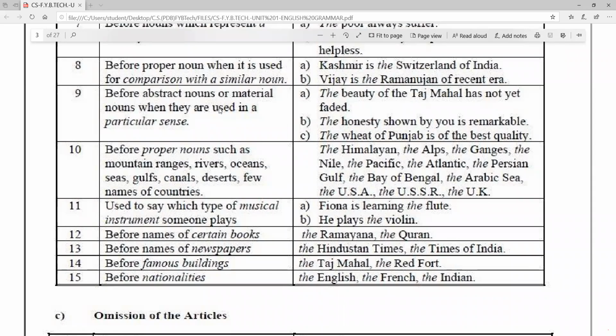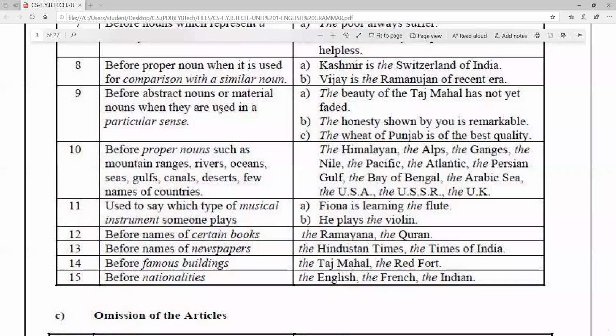काश्मीरला आपण काय म्हणतो, भारतातलं स्वित्झर्लंड. So that's why we have to use the before Switzerland. Whatever we are comparing, Kashmir with Switzerland, that's why the article the is used before that Switzerland.